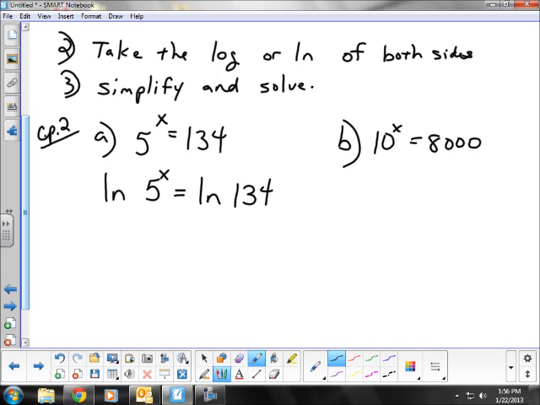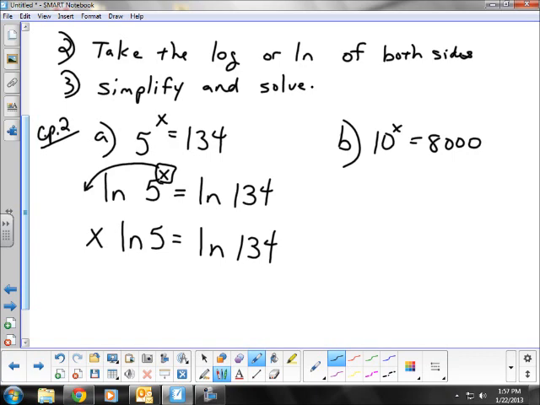Now, this is where I'm going to use that property that so many of you tried to use on the test in the wrong place. But this is one of the reasons why we learn how to use those properties before we start talking about this, because this is the ln of something raised to a power. So what can I do with that exponent? I can bring it to the front and multiply it so that it becomes x times the ln of 5 is equal to the ln of 134. Okay? So we use the properties to simplify, so I don't have anything raised to exponents anymore, so that's what simplify means. Okay? Simplify using the properties.